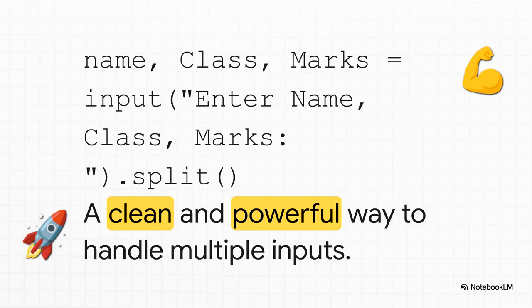And here's what that looks like all in one go. If a user types a SHAS 4 98, the .split method breaks that into 3 pieces. Python then neatly assigns a SHAS to the name variable, 4 to class, and 98 to marks. It's so clean. Just remember, and this is super important, like the input function itself, .split gives you strings. So you'd still need to convert class and marks to numbers using int if you wanted to do math with them.